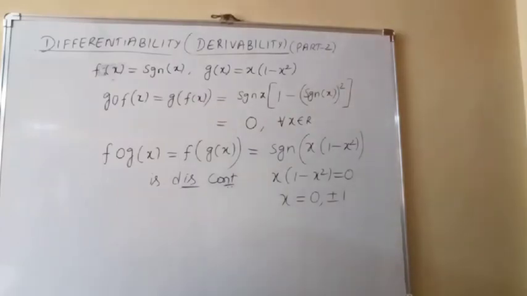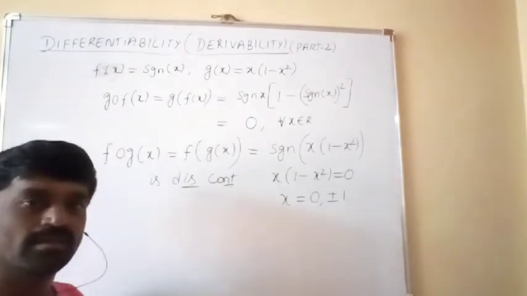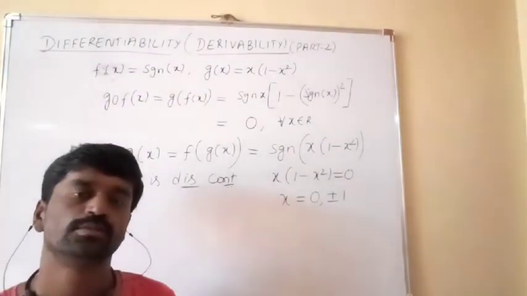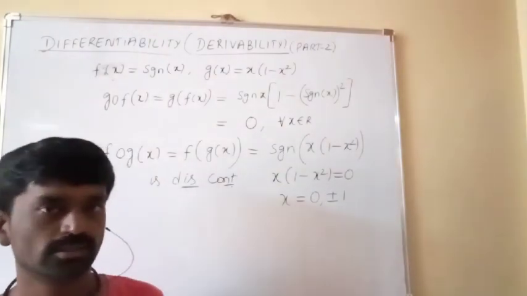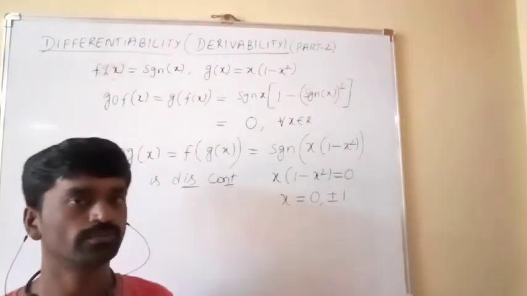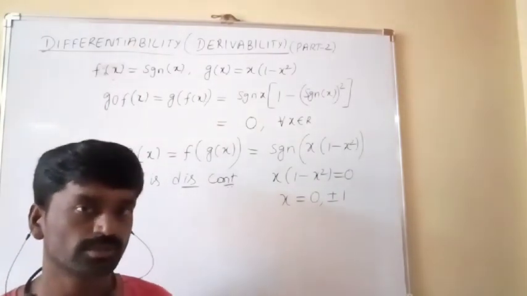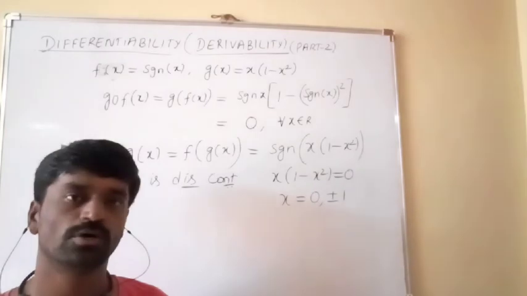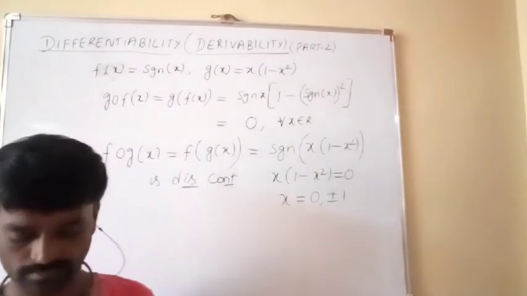Next two. So one theorem, just like in continuity. If f and g both are differentiable at x is equal to a, then f plus g, f minus g, f into g are also differentiable at x is equal to a. Whereas f by g is differentiable at x is equal to a only if g of a is not equal to 0. So just like continuity, here differentiability.